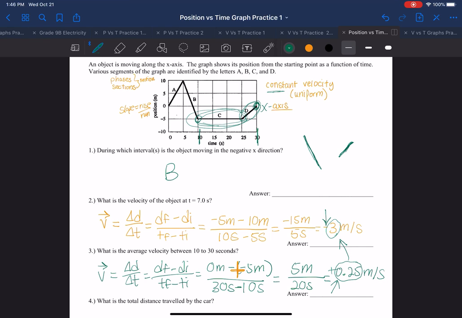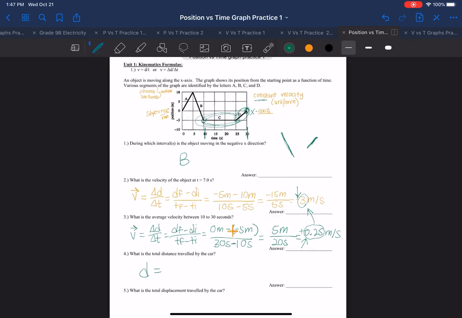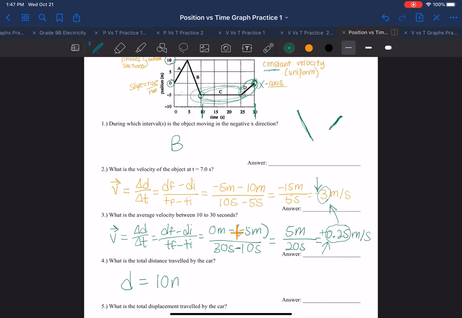Therefore, I can say that we calculated just fine, and this is helping you double check your work and your answers. 4. What is the total distance traveled by the car? The total distance is just adding up all the meters, okay? So if we start at line A here, we had 0 meters, and at the end of line A, we have 10 meters. So that's just 10 meters plus, and for distance, remember there is no directional quality to it.